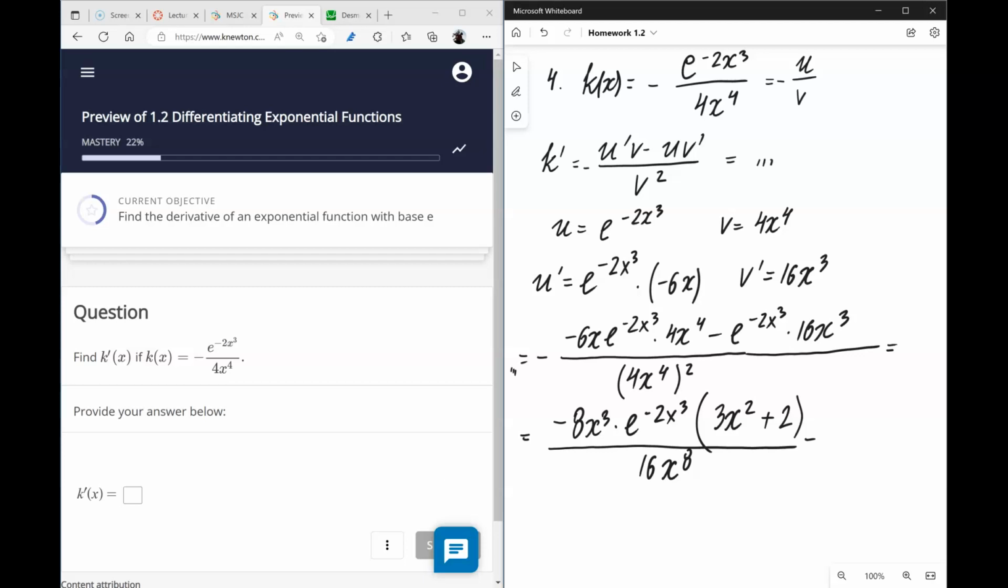and this can be further reduced to negative, and we still have negative in the front. So negative and negative cancel each other, and this 8 reduces 16 by 2. This x cubed reduces x to the 8, makes it x to the 5. So the final answer is e to the power negative 2x cubed times 3x squared plus 2 divided by 2x to the power 5.